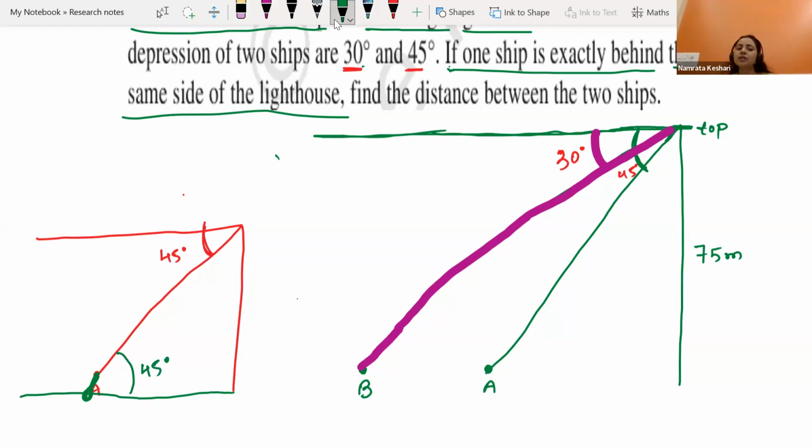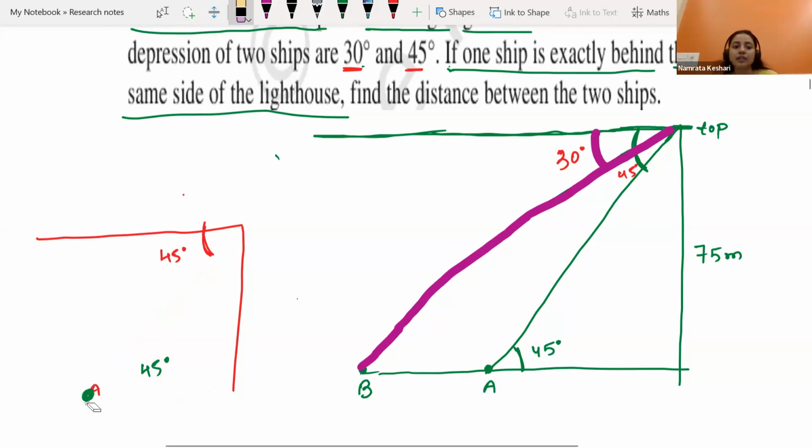Yes or no? Alternate interior angle, right? Yes. So at A only, if I make the ground level like this, at A only we are getting 45 degree. Yes or no? Right? Okay. Yes. Let's think about another scenario.